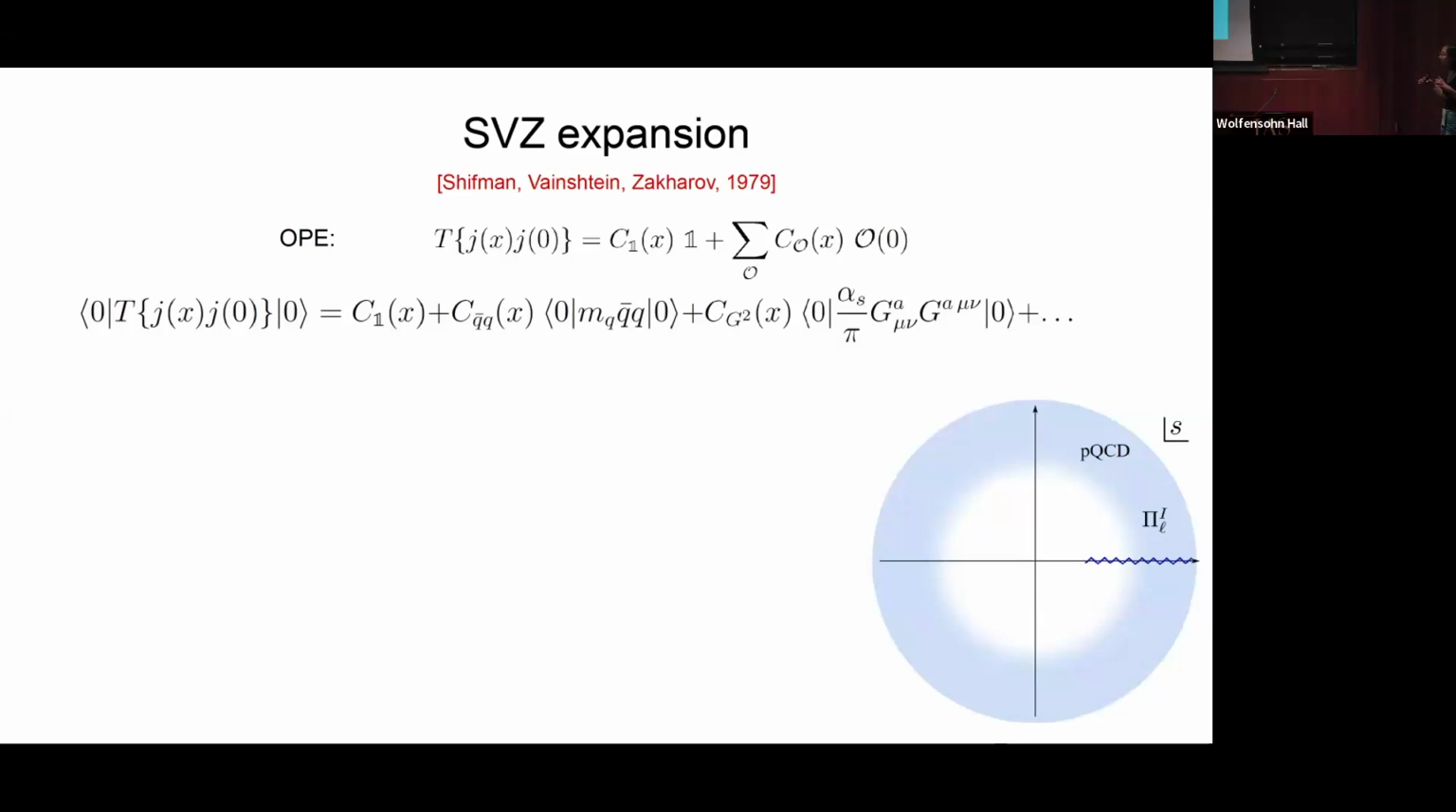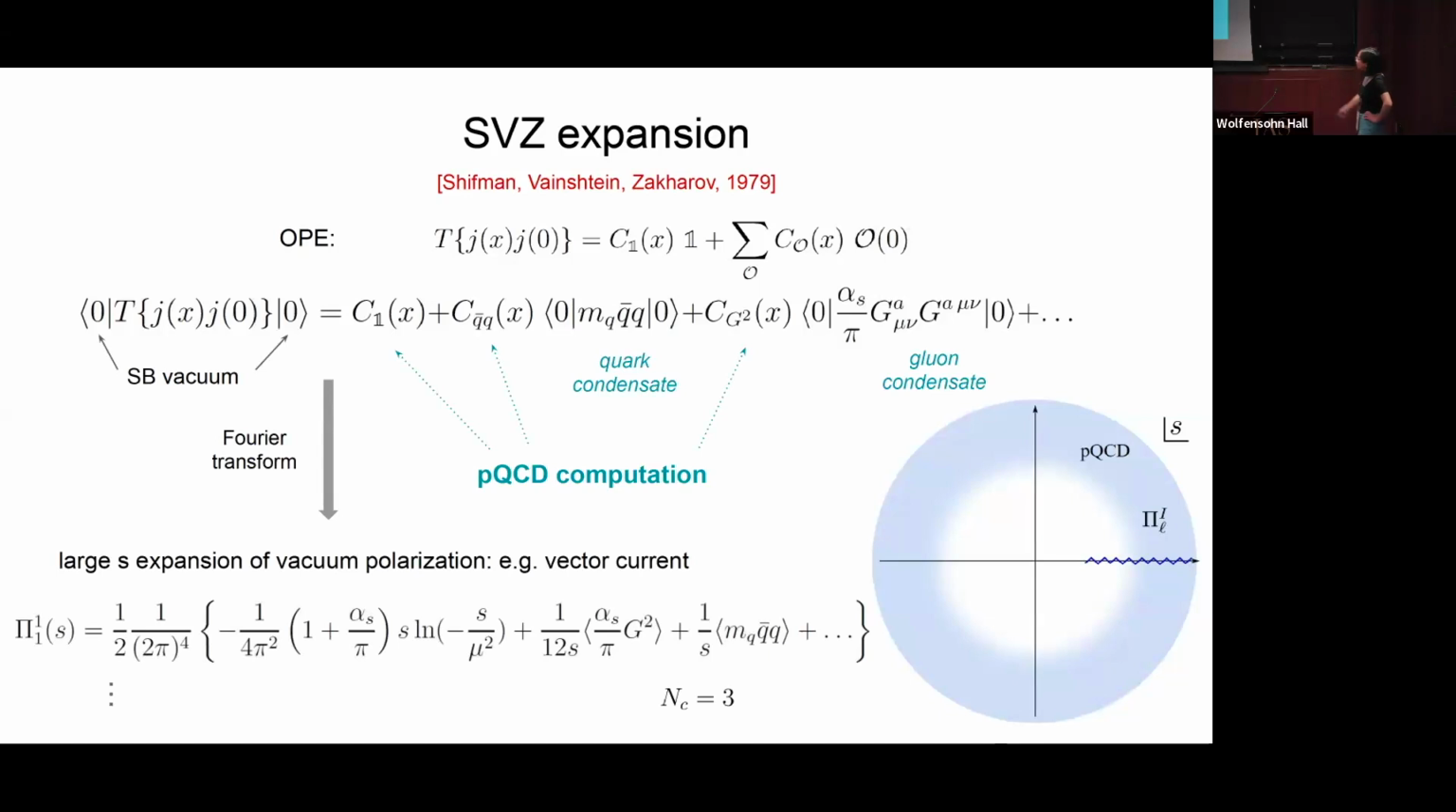The idea is that we take the OPE of the local current and insert it into the vacuum. Then we get the following short distance expansion of the time-ordered 2-point function. Note that since the vacuum here is a symmetry breaking vacuum, more than the identity operator has non-vanishing contribution, which includes the quark and gluon condensates. And the coefficient in front is completely controlled by perturbative QCD. After doing the Fourier transform, we then get a large S expansion of the vacuum polarization, which in the case of vector current takes this form. We can see how the gauge theory information is contained on the right-hand side.